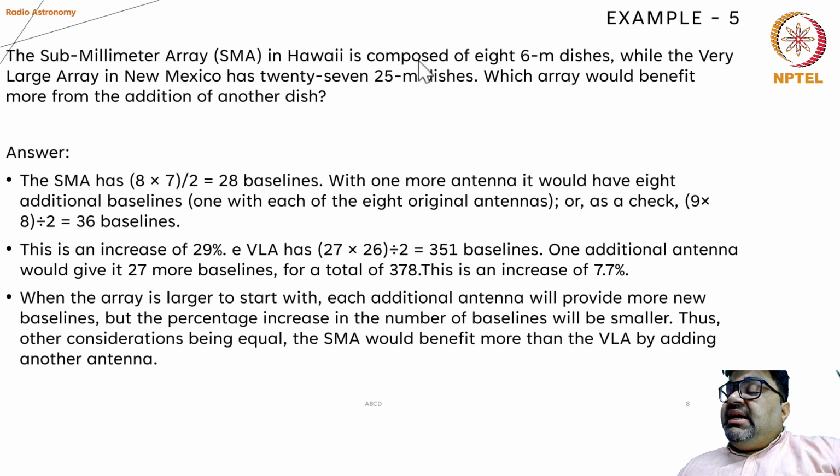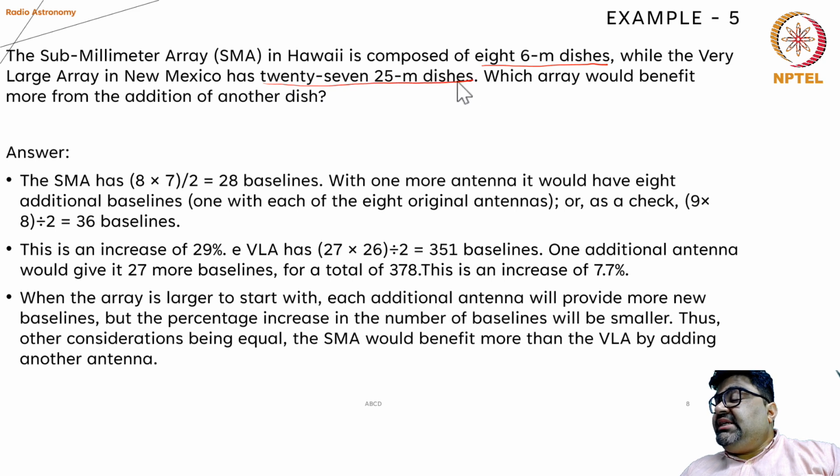Next example. The submillimeter array in Hawaii is composed of 8 dishes of 6 meter diameter each, while the very large array in New Mexico has 27 dishes of 25 meter diameter each. Which array would benefit more from the addition of another dish?